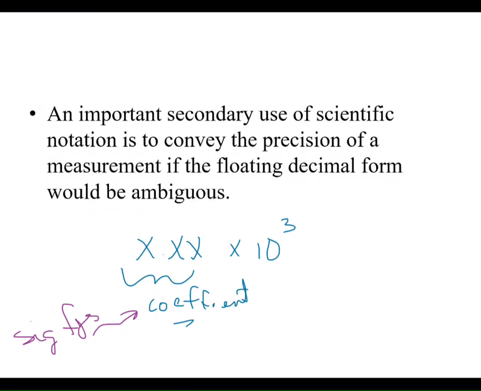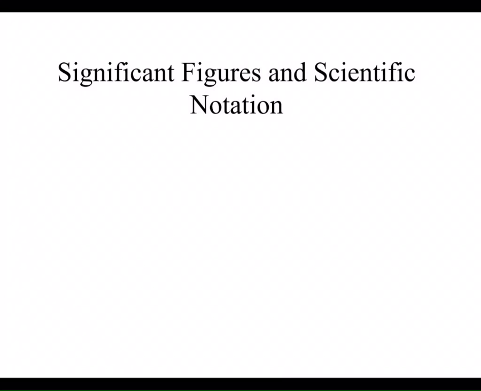So if all three of these digits in the coefficient were, for instance, non-zero digits, then I would have 3 sig figs right there. So that's a good thing. An example of that is if we take that 32,000 again, 32,000 packed up into scientific notation. Let's go ahead and remind you how that works.